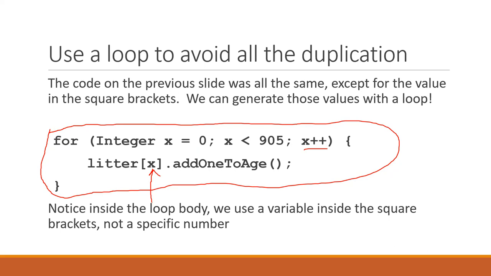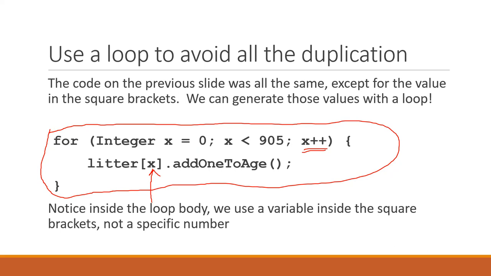The first time through here, x is 0, which is less than 905. So I execute, and litter x, when x is 0, it means I will add 1 to the age of the object in position 0 of the array. Then I say x plus plus, so x is now 1. Go back and test the condition again. 1 less than 905 is true. And so I execute the statement again. Same statement, but the value of x has changed.